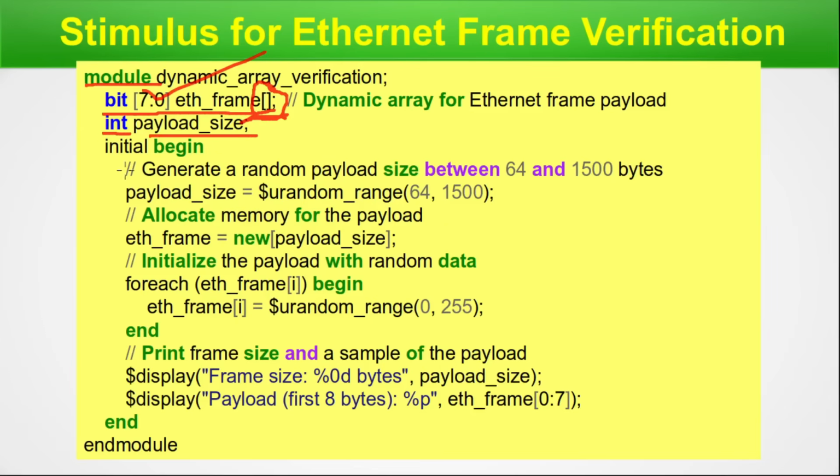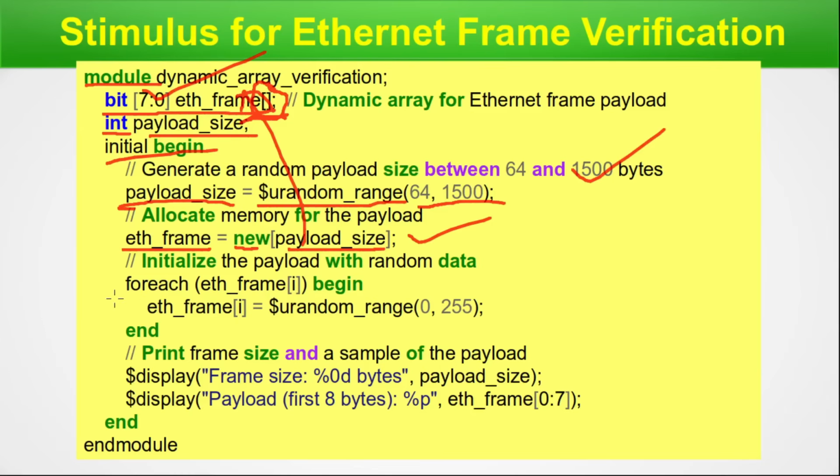Now, when we write the initial block and come here to define the payload size, we use the random number generator within the range 64 to 1500, as we have described here. And then we create an Ethernet frame with the new keyword as it is object oriented, right? And we give the payload size here. So this will call this particular dynamic array for creation.